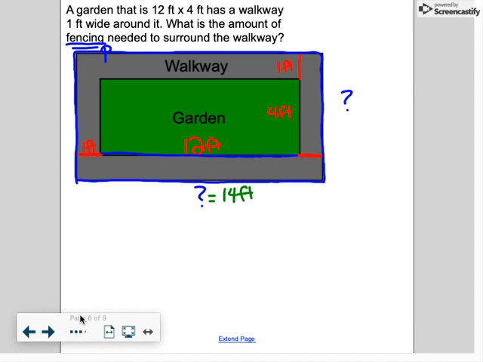Right, if we use that same logic going this way, we have 1 foot at the top, 1 foot on the bottom there. So we're adding 2 feet to our already 4 feet. So our width is now 6 feet. So now if I'm trying to find the perimeter of this new figure, it's going to be 14 plus 14 plus 6 plus 6 for an answer of 40 feet.